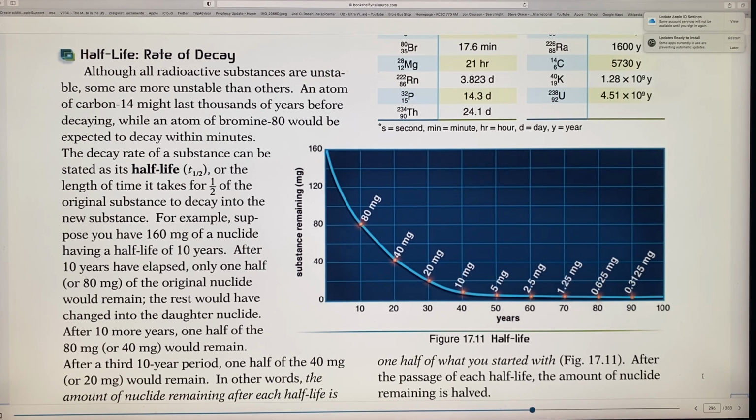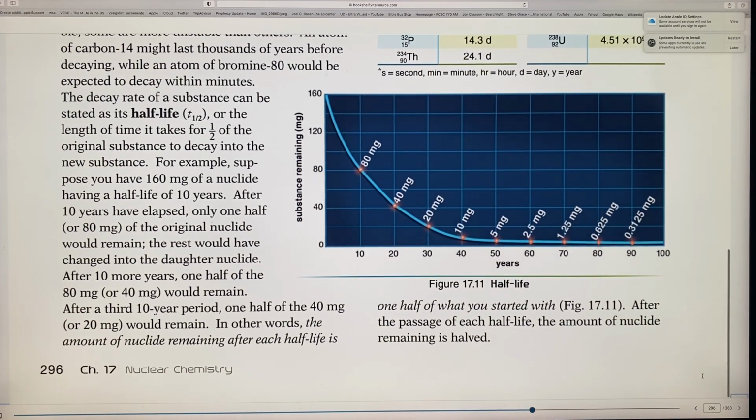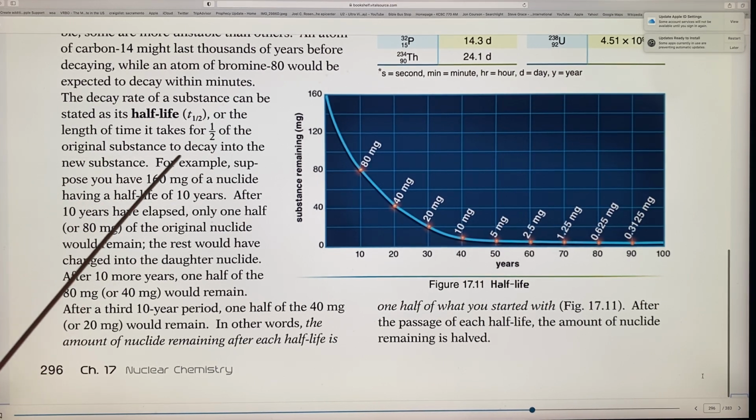It's ridiculous. So half-life is the decay rate of a substance and the length of time it takes for 1/2 the original substance to decay into a new substance. So half-life is just when it decays into a new substance. The length of time it takes for 1/2 the original substance to decay into a new substance.